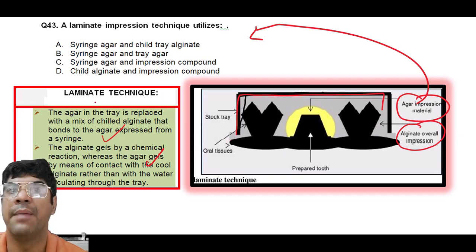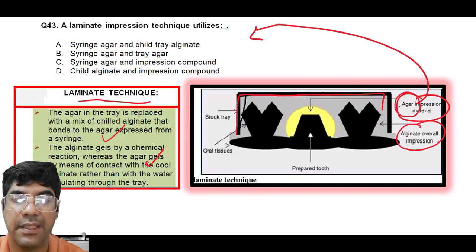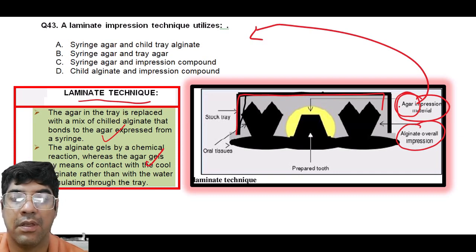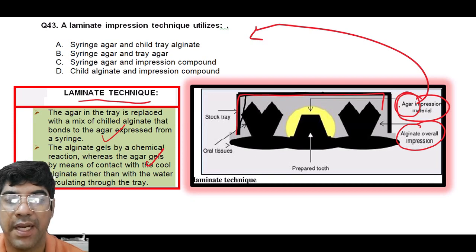So in the laminate technique, both the alginate and the agar impression are taken simultaneously. So you have to set the tray with both alginate and agar into the patient's mouth. The tray should be properly positioned to capture the desired structures. Allow the agar to cool and set, which usually occurs relatively quickly.